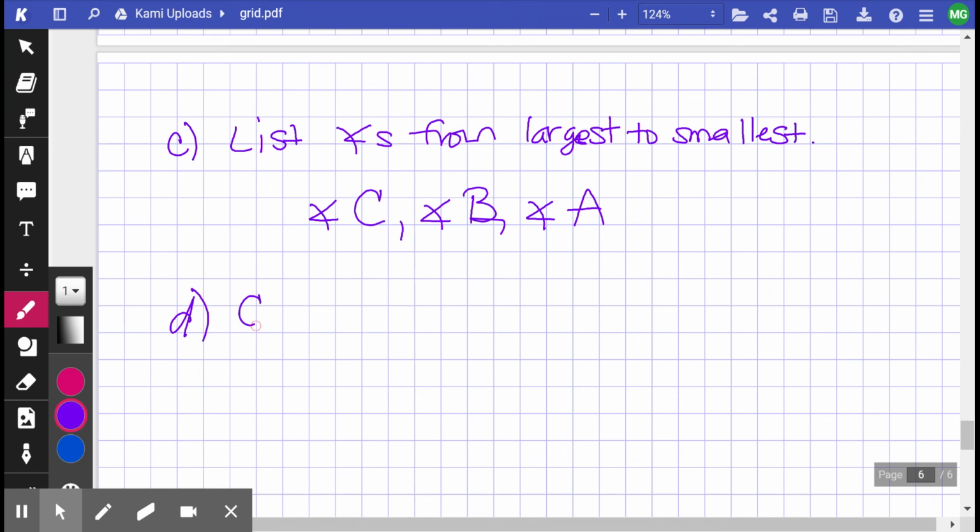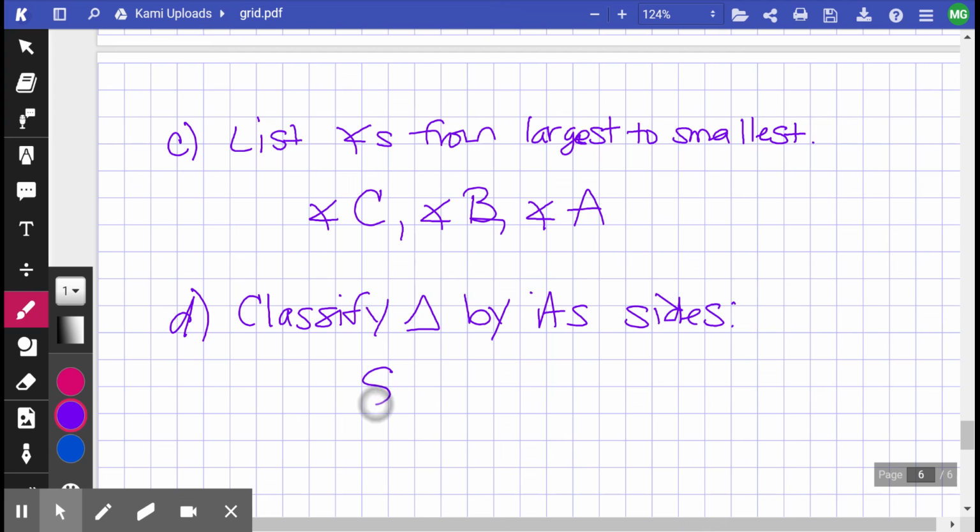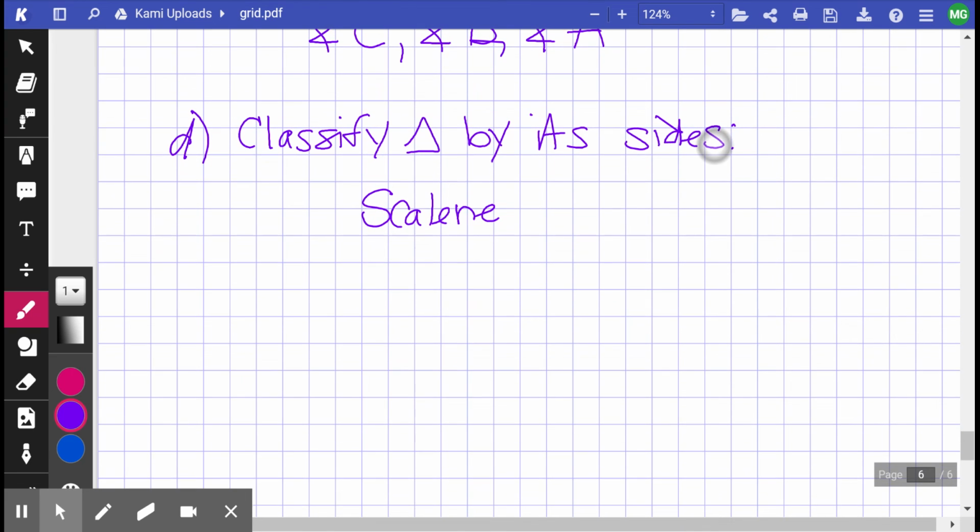And then I want you to classify the triangle by its sides. Pause the video and write down what that classification would be. And hopefully you realize that all 3 sides are different, so this would be a scalene triangle for that one.